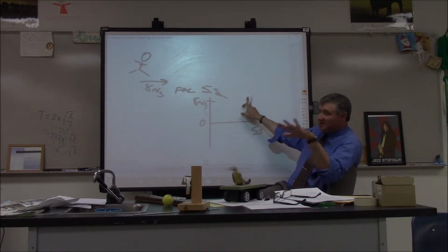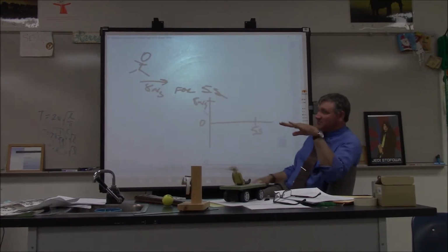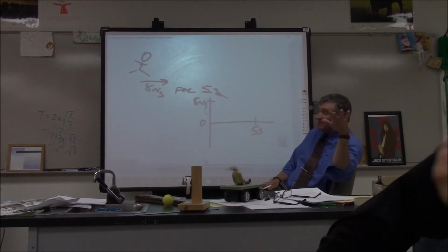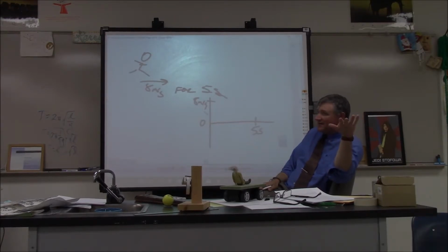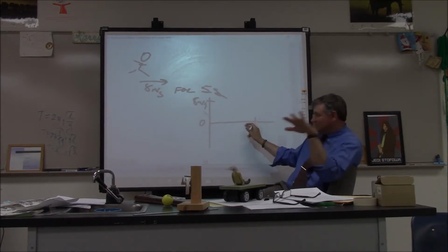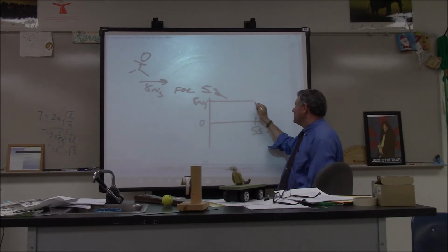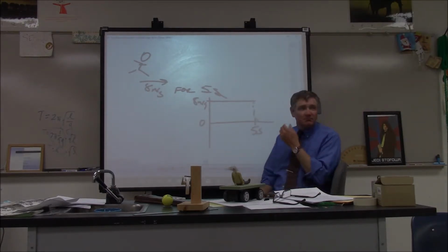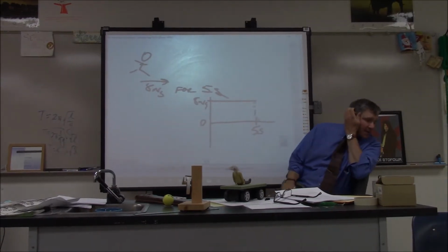That's right, he's not speeding up. He's moving at a constant 8 meters per second. So how can I draw that? Just one horizontal line at 8 meters per second. Yes. And stopping it at 5 seconds. Okay, that's cool, right?